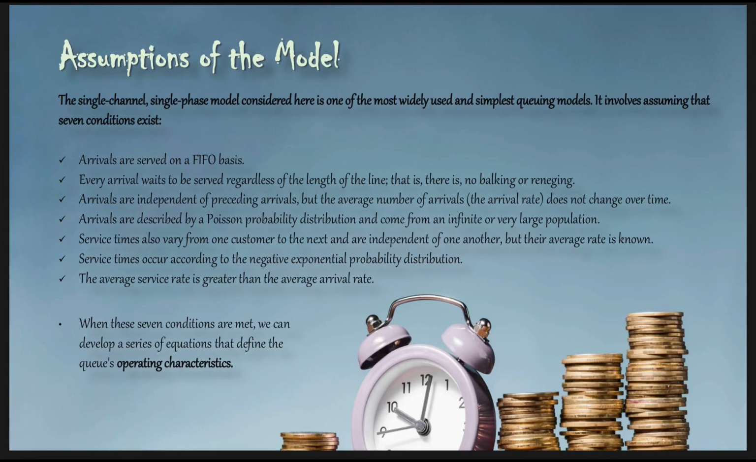Fifth, service times also vary from one customer to the next and are independent of one another, but their average rate is known. Sixth, service times occur according to the negative exponential probability distribution. Seventh, the average service rate is greater than the average arrival rate. When these 7 conditions are met, we can develop a series of equations that define the queue's operating characteristics.